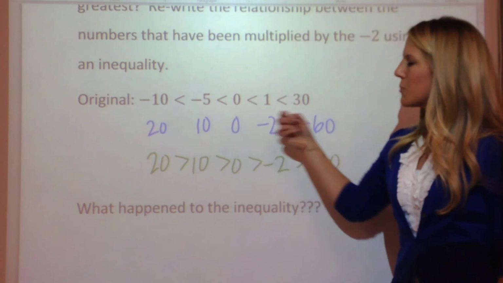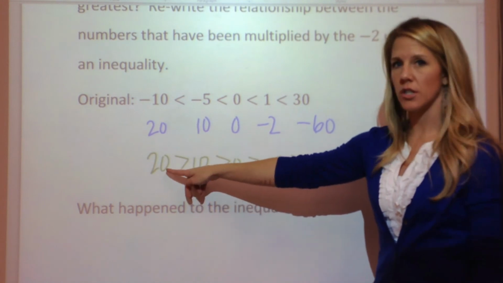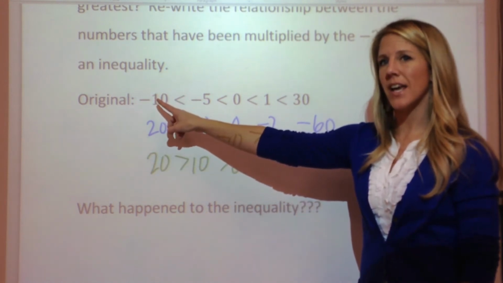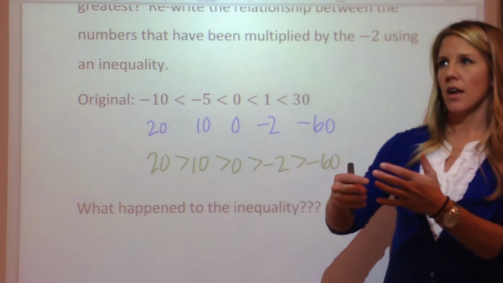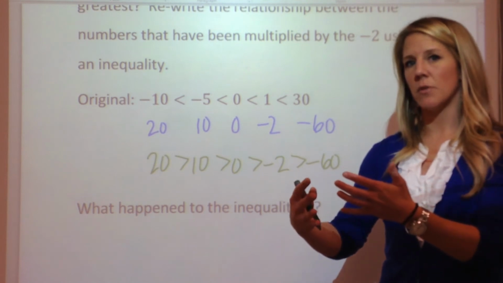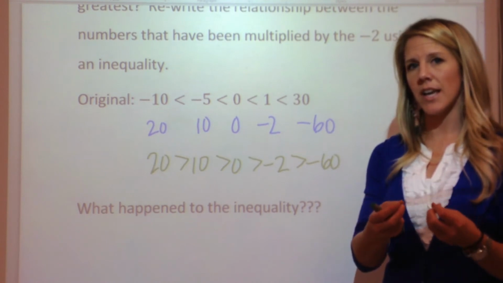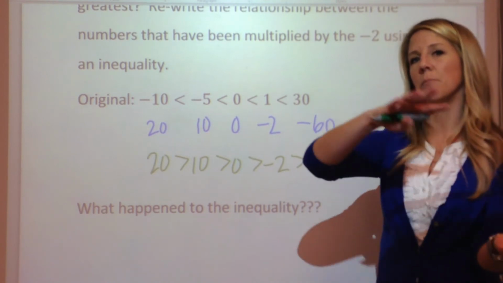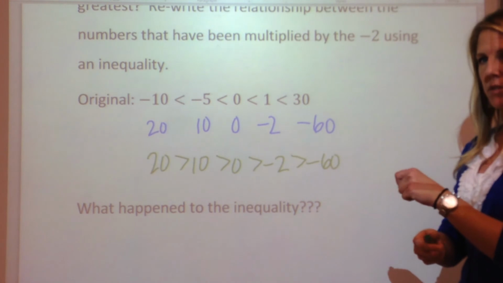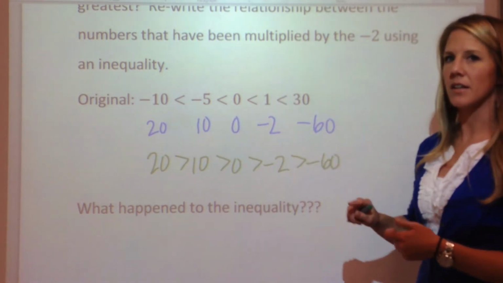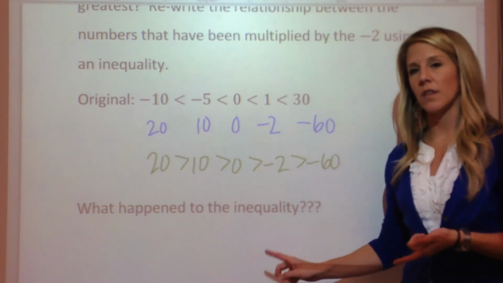So when we multiply each of these numbers by a negative number, what was the smallest is now the largest. If you think about it, if I have a negative number and I multiply it by another negative number, it always becomes positive. But if it's -10 and I multiply it by a negative, because it was the biggest negative number, now it becomes the biggest positive number. So what happened to the inequality? It simply flipped. We went from least to greatest, we multiplied each number by a negative, and then it flipped and went from greatest to least. That is especially important when it comes to solving these inequalities.